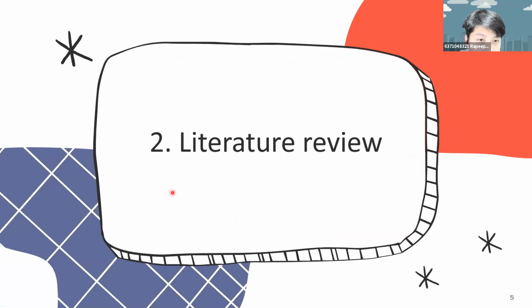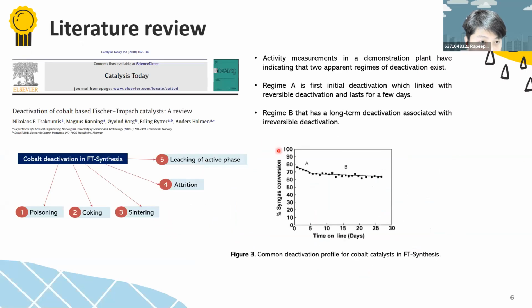Let's move to the next part, the literature review. For cobalt deactivation during Fischer-Tropsch synthesis, there are two apparent regions, region A and region B, in the figure. Region A is the initial deactivation, linked with a reversible deactivation, and region B is a long-term deactivation associated with an irreversible deactivation. The mechanisms of cobalt deactivation fall into 5 types: poisoning, coking, sintering, addition, and leaching of the active phase. But I will focus only on the first types.